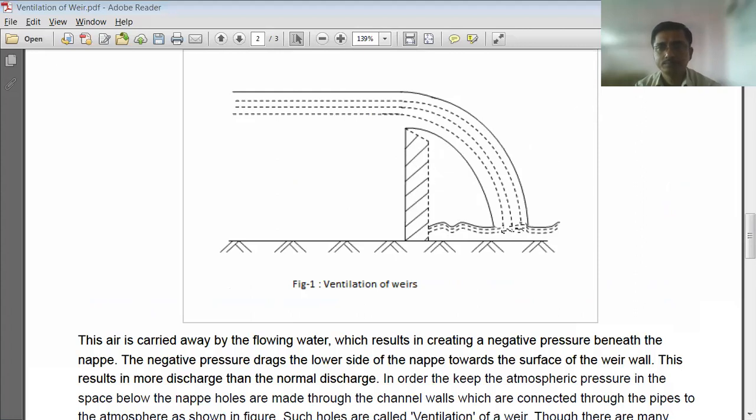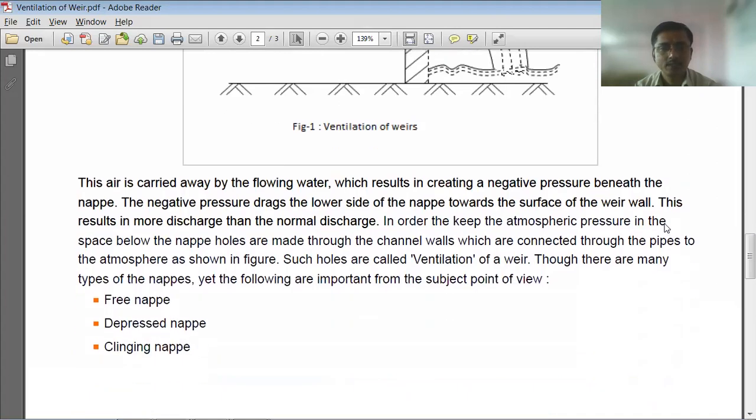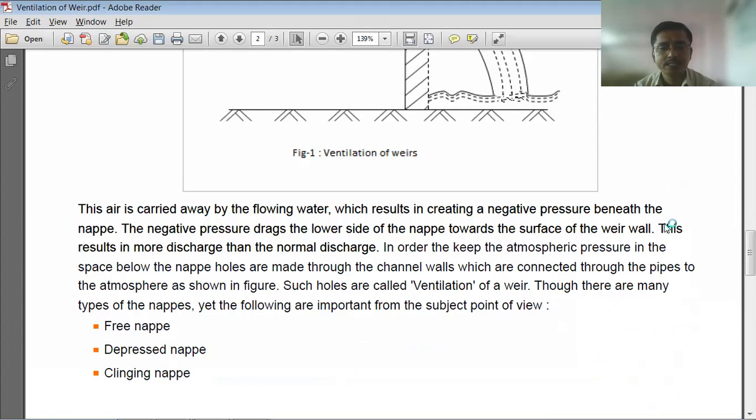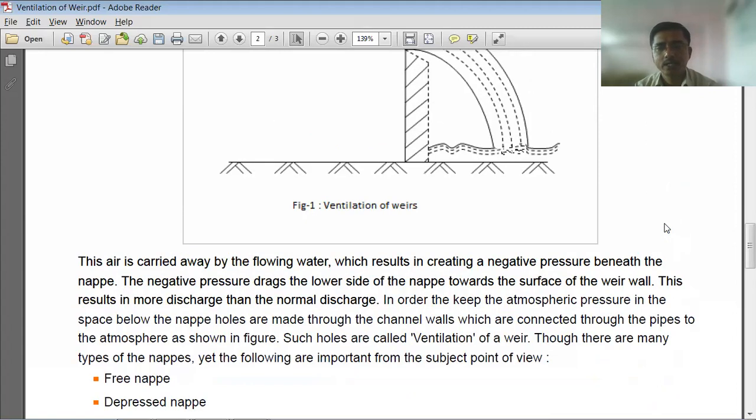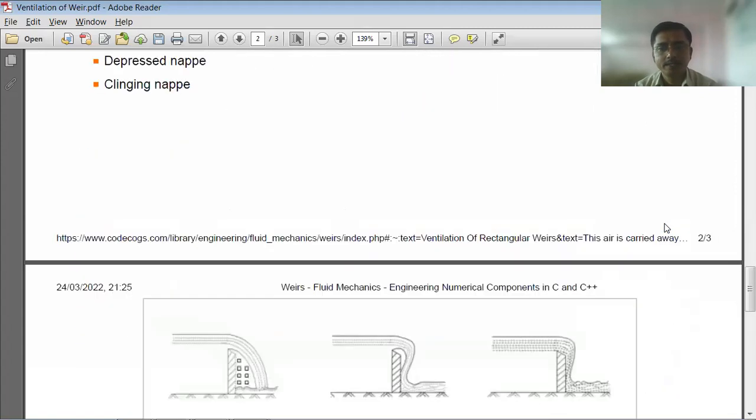Okay, first type of the nappe. This is another point in our syllabus, that is types of the nappe. So the free nappe is the first type. Second is the depressed nappe. Sometime what happens, some amount of air gets trapped.